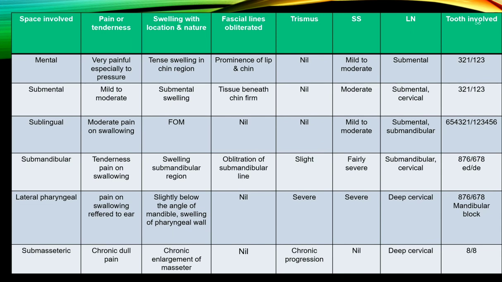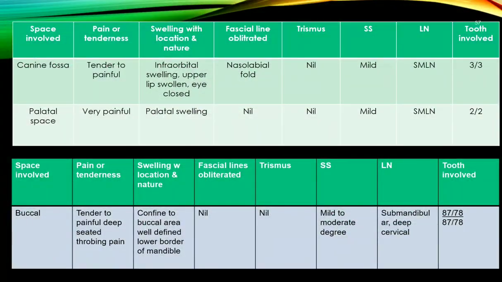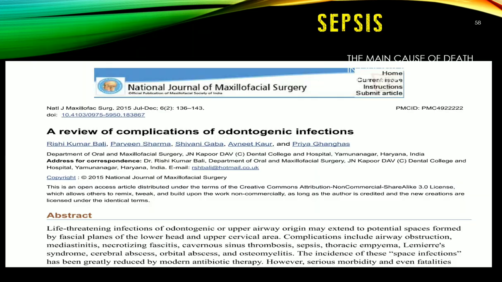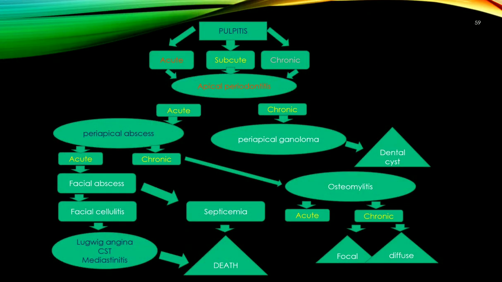Okay. This is a table showing all the possible spaces which can be involved and their clinical features. And this is the second table showing the same. And the problem here is, if it is chronic, it can go into sepsis, which has been termed as the most common cause of death. This is a flow chart for your diagnosis and treatment planning.